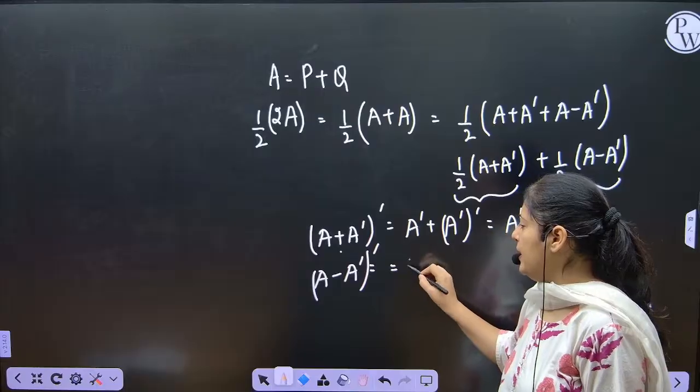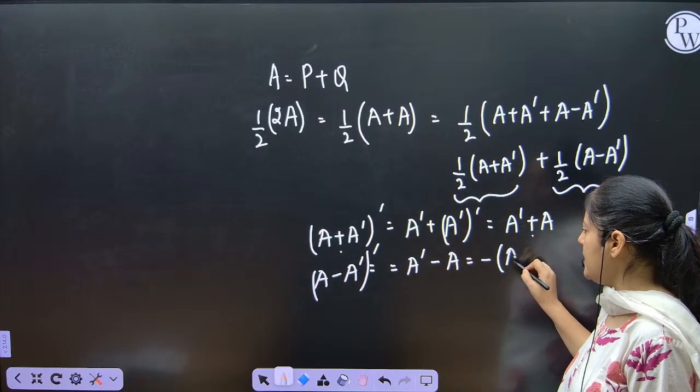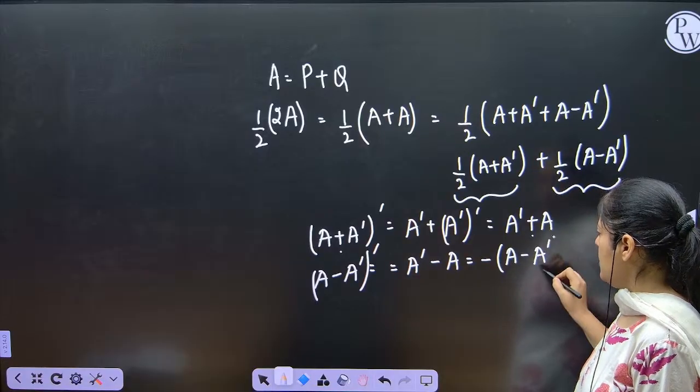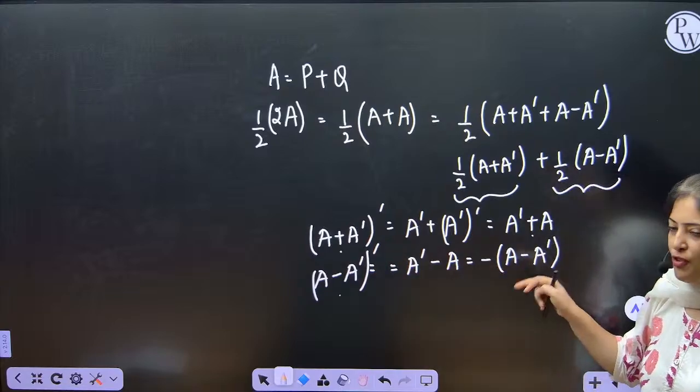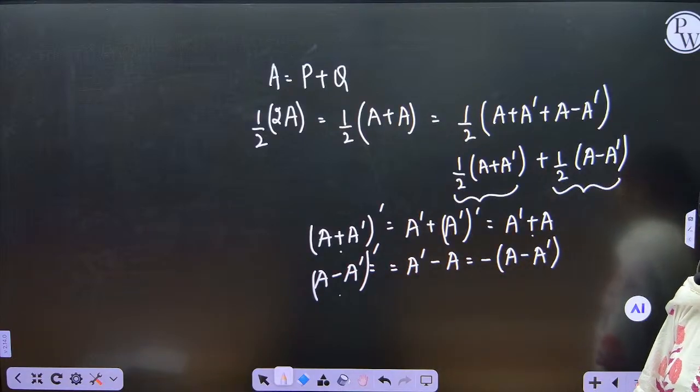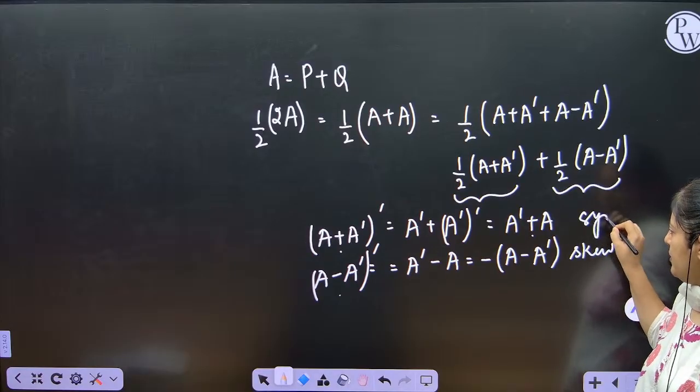Similarly, if I take A minus A transpose and take its transpose, what will it come? A transpose minus A. I can take the minus common, so it is nothing but, suppose Q dash is nothing but minus of Q. So this is the definition of skew symmetric. This is skew and this is symmetric.